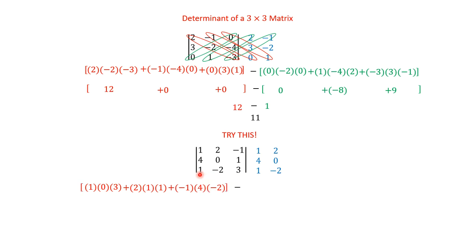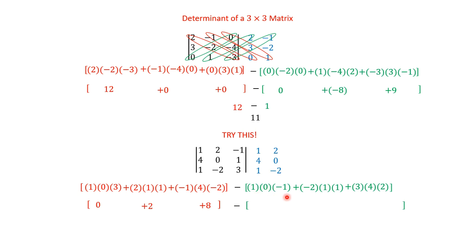Then minus. We're going to have to go 1 times 0 times negative 1. Negative 2 times 1 times 1. And 3 times 4 times 2. That's the second one. And now we can multiply. 1 times 0 times 3 is just 0. 2 times 1 times 1 is 2. Negative 1 times 4 times negative 2 is 8.